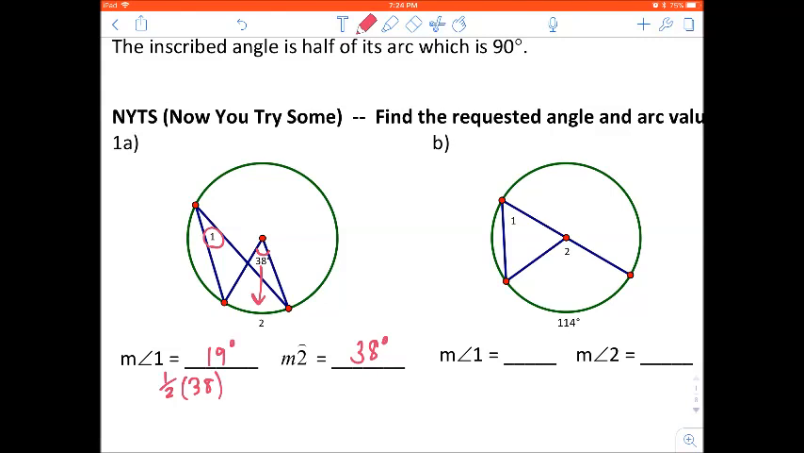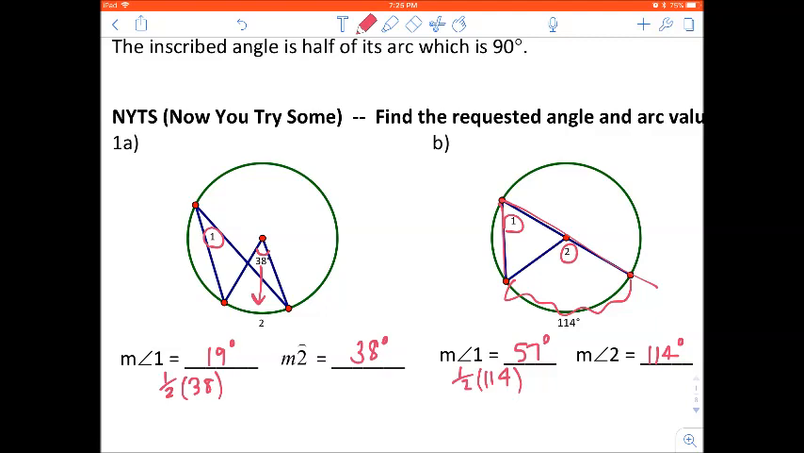If you look at the second figure, we have a similar situation. Angle 2 is a central angle to the arc it intercepts, which is going to be 114. But 1, since the sides of the angle intercept 114, 1 is inscribed, so it's going to be half of 114, which is going to be 57 degrees.